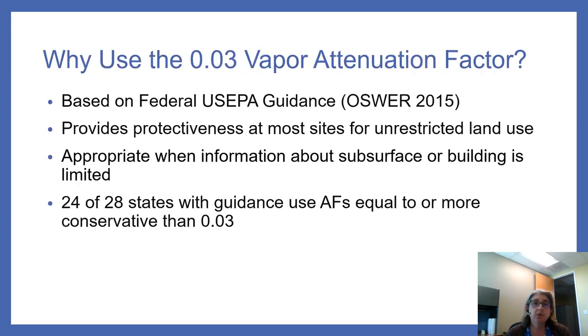Why use the 0.03 vapor attenuation factor? This attenuation factor is based on federal US EPA guidance. It provides protectiveness at most sites for unrestricted land use, and it is appropriate when information about the subsurface or building is limited. 24 of 28 states with guidance use attenuation factors equal to or more conservative than this number.